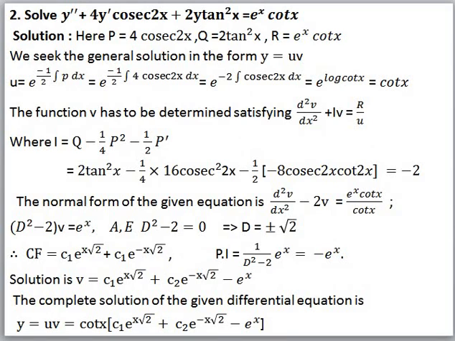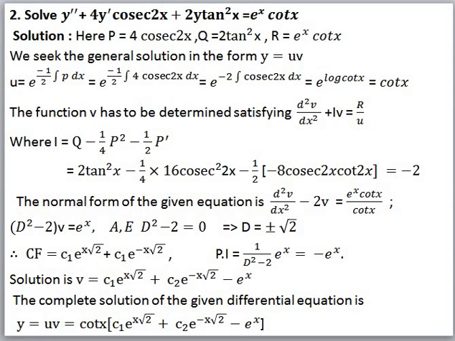Now solve y double dash plus 4 into y dash cosecant 2x plus 2y tan square x is equal to e to the power of x cot x. Here p is equal to 4 cosecant 2x, q is equal to 2 tan square x, r is equal to e to the power of x cot x. We seek the general solution in the form y is equal to uv. We remove the first derivative.